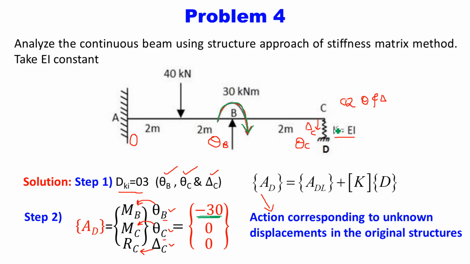If you look at the C point in the original structure, there is no external moment acting at C. So moment at C is 0, second element is 0. Similarly, for the third unknown delta C, corresponding action is reaction at C or vertical point load. There is no vertical point load, it is 0. So since there is no moment and no vertical point load at point C, second and third elements of AD are 0. And since external moment acting at point B is clockwise in nature, minus 30 kN/meter is the first element of AD matrix.